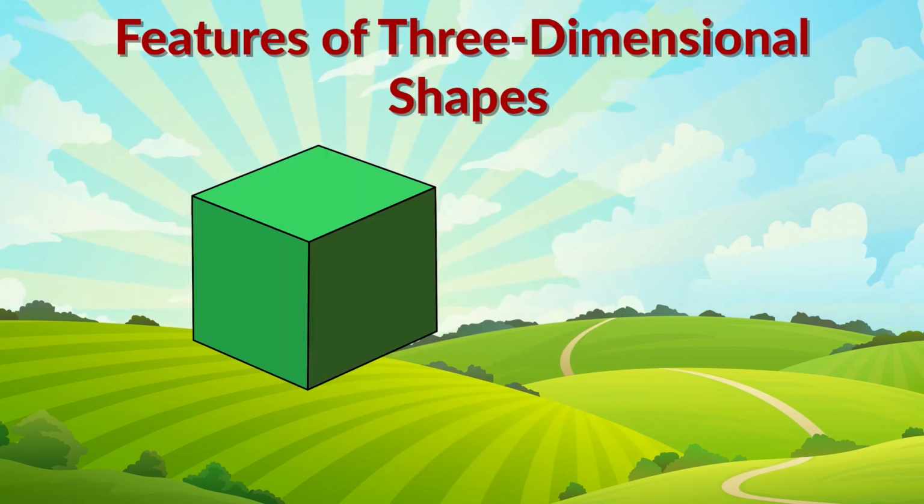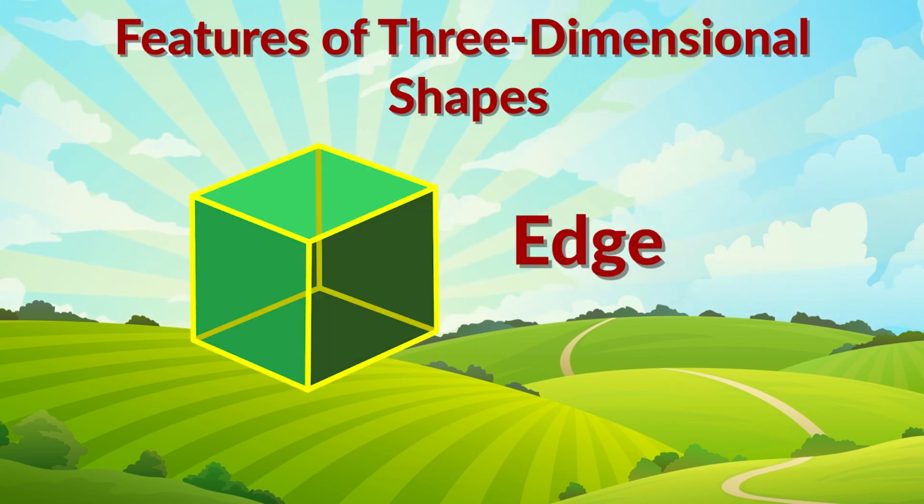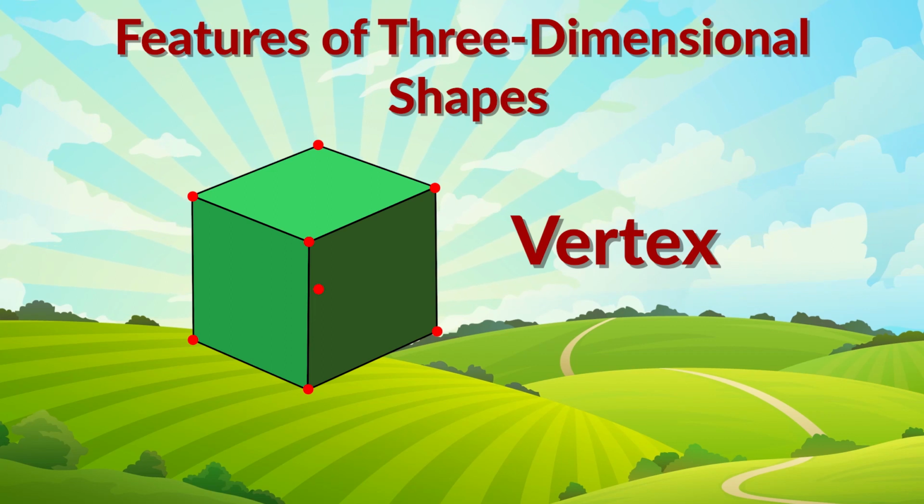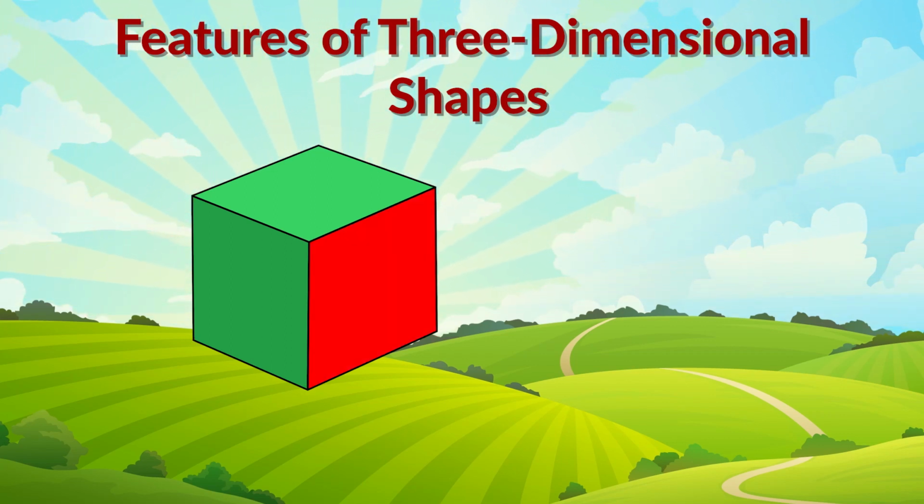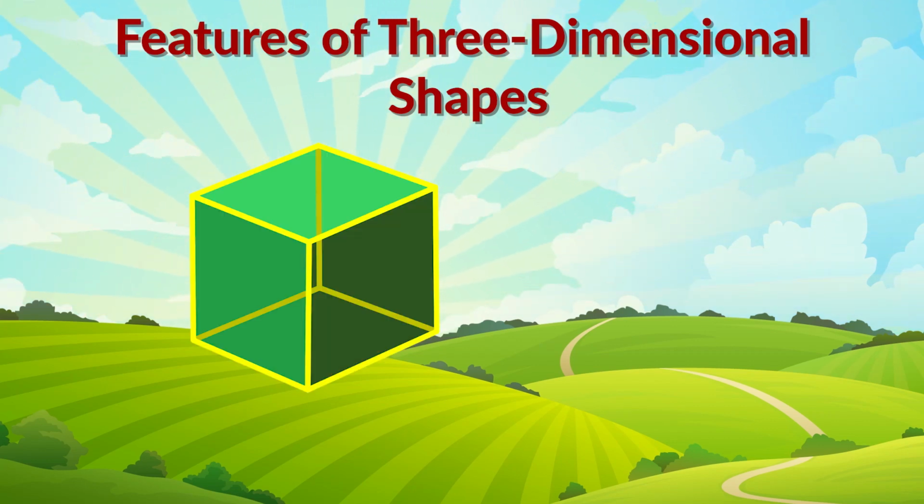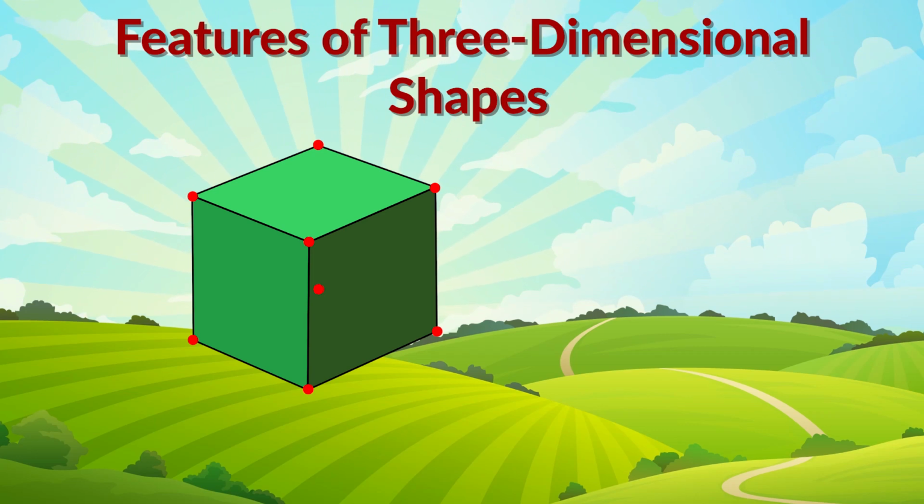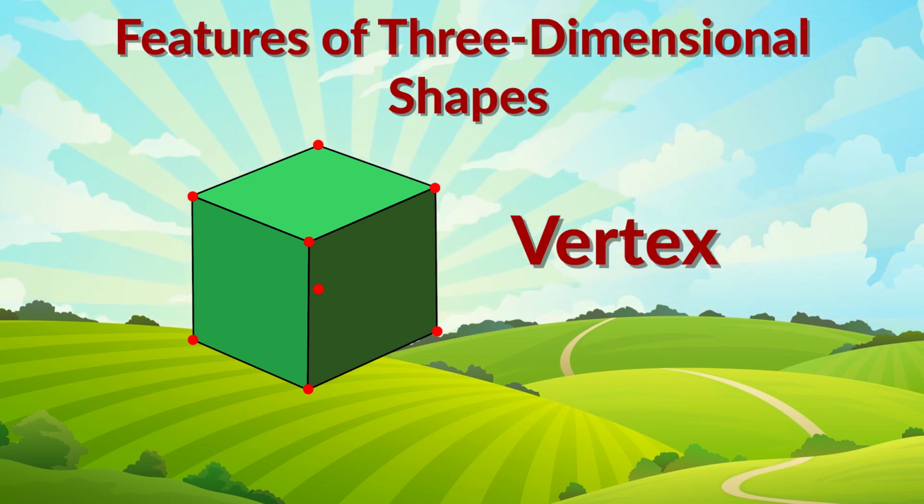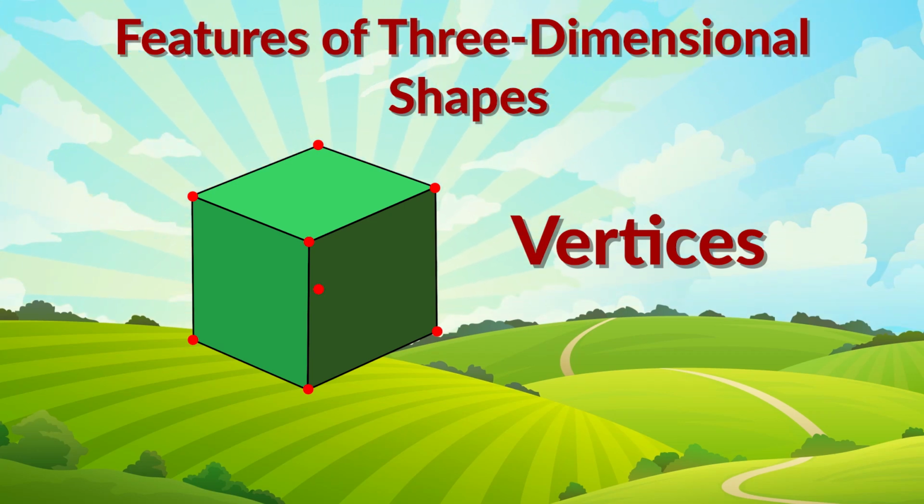Most three-dimensional shapes have some features in common: a face, an edge, and a vertex or corner. The flat surfaces of a shape are called its faces. An edge is where two faces meet, while a vertex or corner is where two or more edges meet. The plural of vertex is vertices.